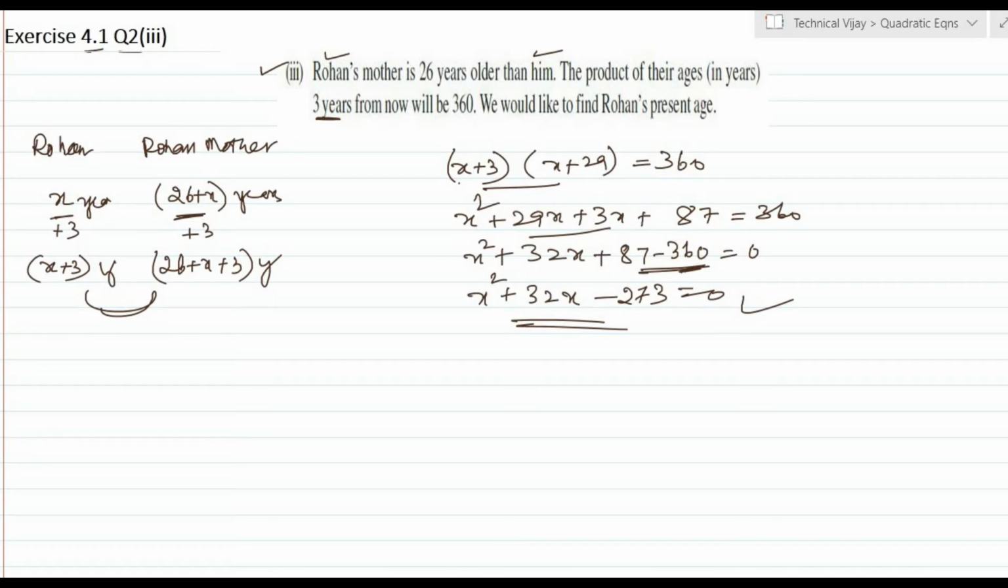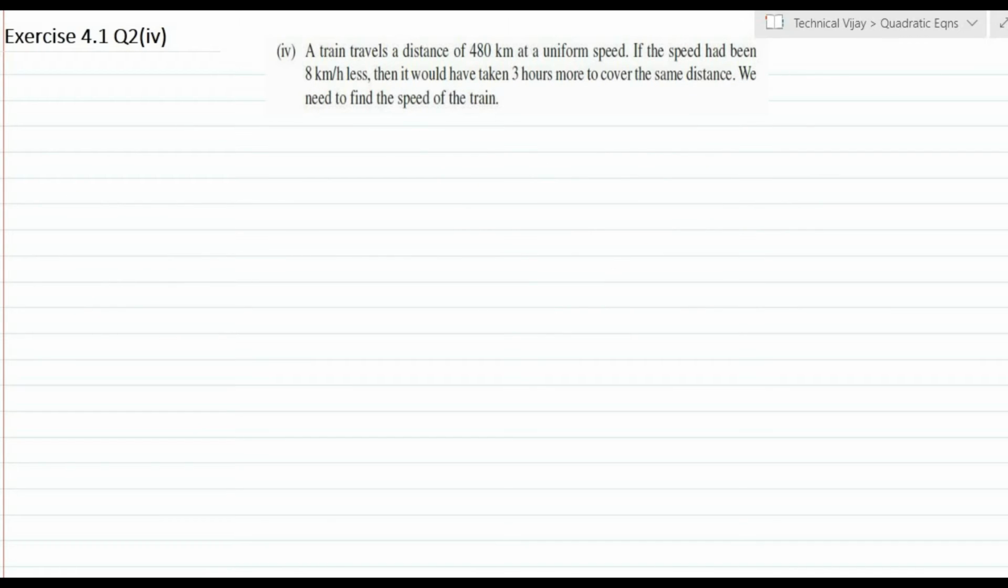Okay, we'll go for next one. So we'll go for 4.1 in that question number 2, fourth portion. Here a train travels a distance of 480 kilometers at a uniform speed. So here the distance traveled is equal to 480 kilometers, at a uniform speed. If the speed has been reduced to 8 km per hour less, then it would have taken 3 hours more to cover the same distance. So we need to find the speed of the train.